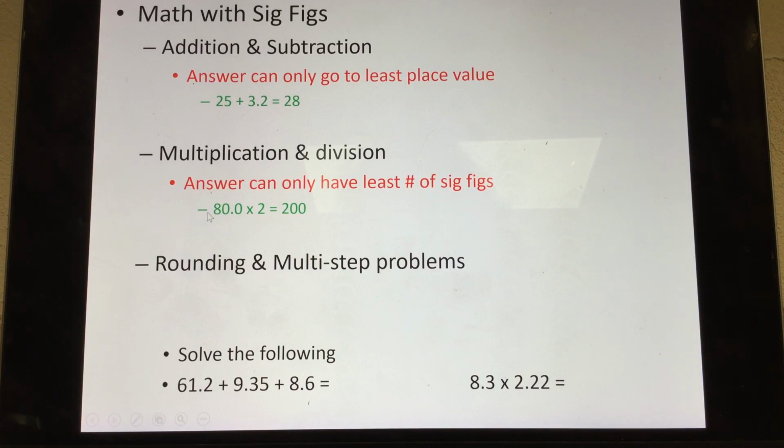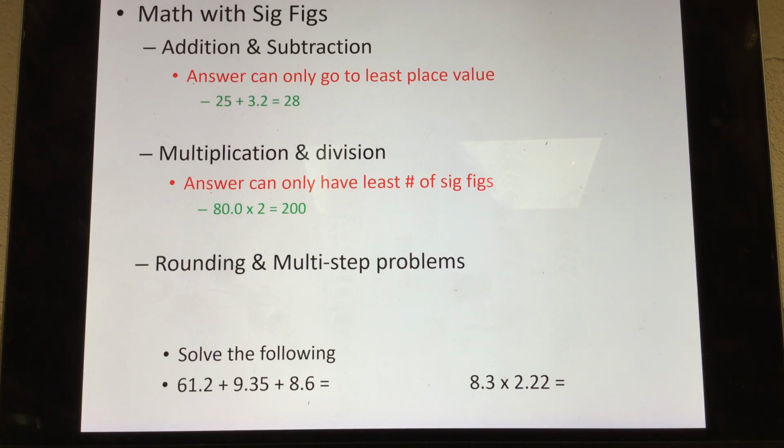So even though 80.0 has 3 sig figs, the number 2 only has 1 sig fig. So that means our answer can only have 1 sig fig, which, as long as we don't throw a decimal point in here, is 200, because we would round up, we'll talk about that more in just a second. We would round 160 up to 200 to make it just 1 sig fig. Okay, so I know that's really hard for a lot of people, but again, you can't just copy down the numbers from your calculator.